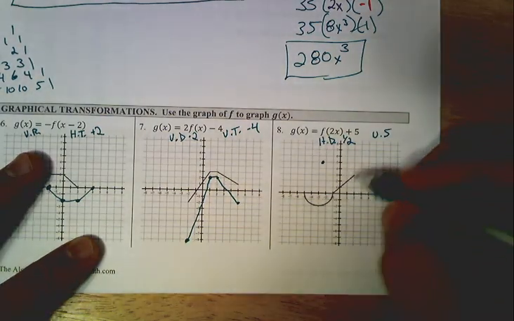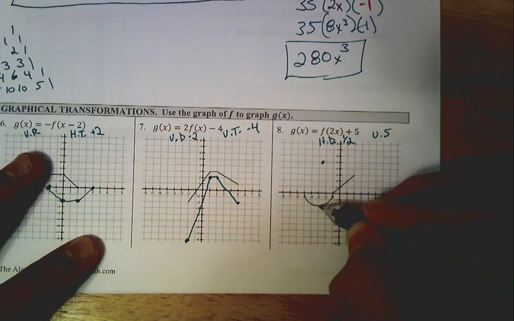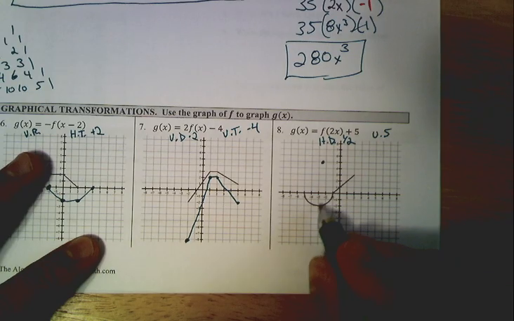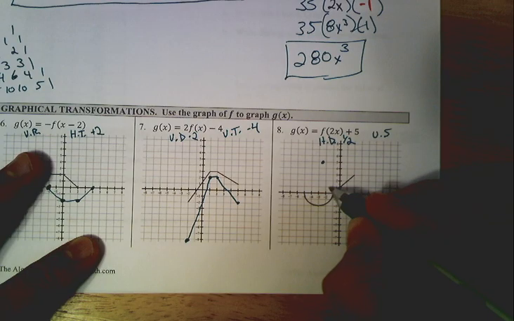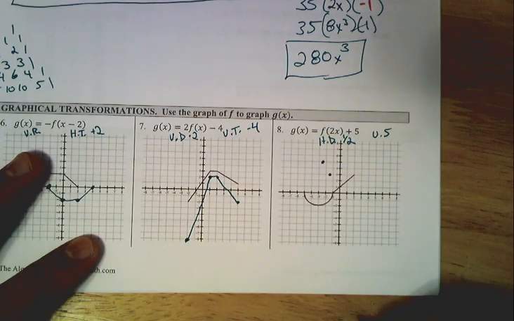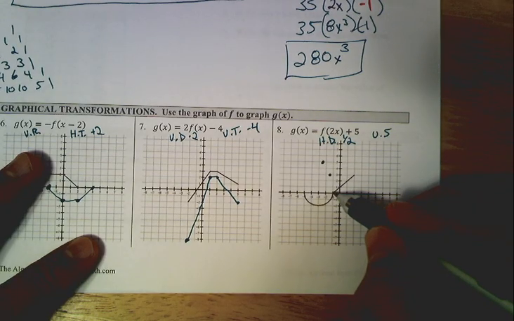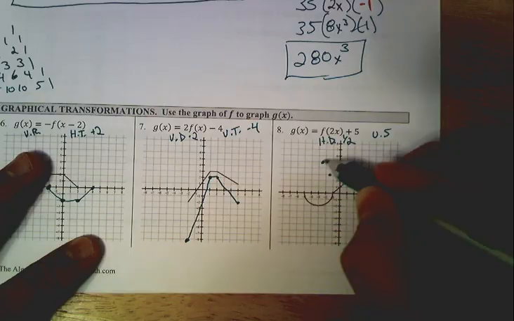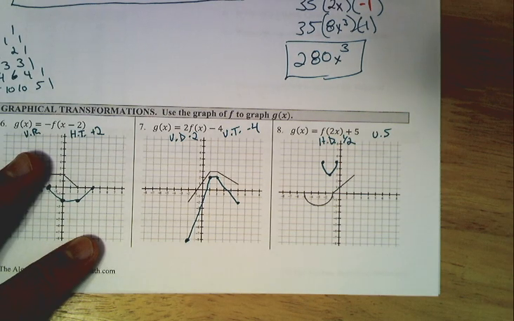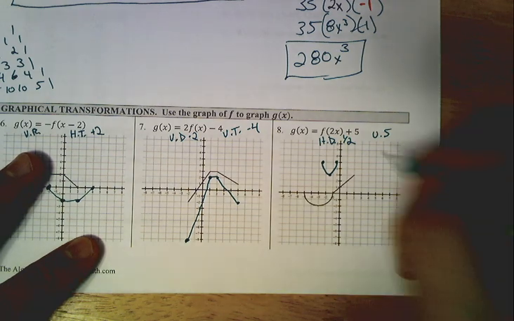The second point is right here. Negative 3 times 1/2 is negative 1.5. And then I go up 5. 1, 2, 3, 4, 5. So right there. And then here, negative 1 times 1/2 is negative 0.5, and 0 plus 5, it goes up here. So there is that little cup part. It's been squished horizontally.